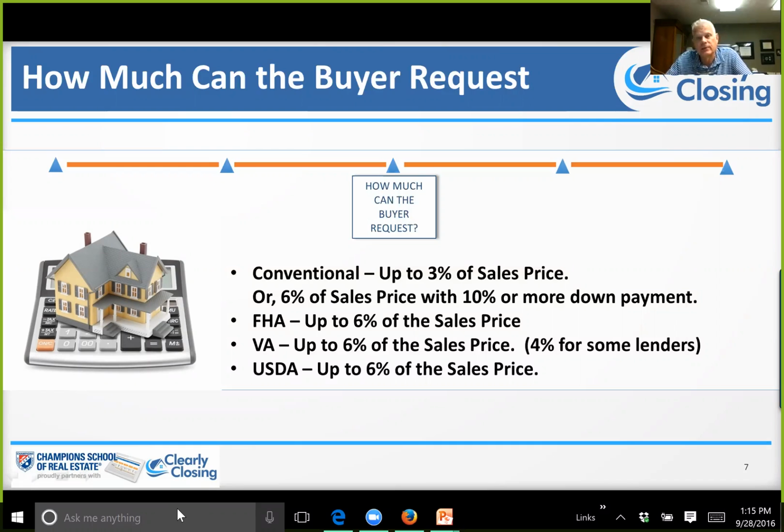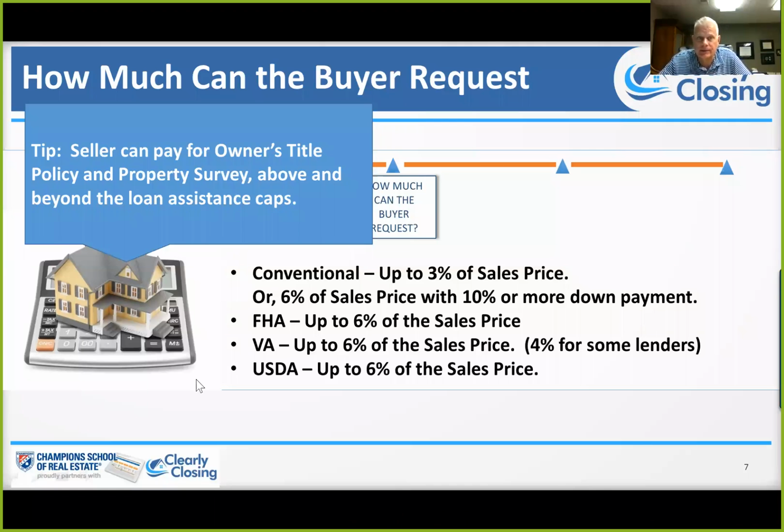So if you get 6%, I don't know that that's necessarily the best use of it, but that's an individual choice. But I would say make sure that they're working with a lender that can help them understand how much money they do need to bring and or get in seller concessions. And that would be my recommendation. And you got a great tip there.